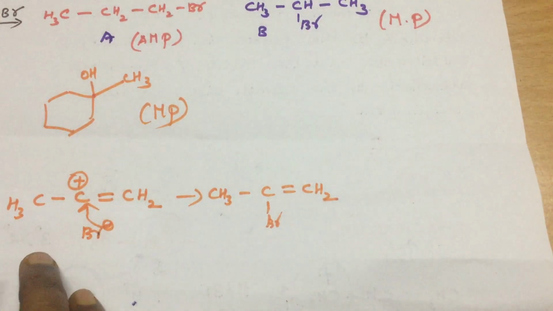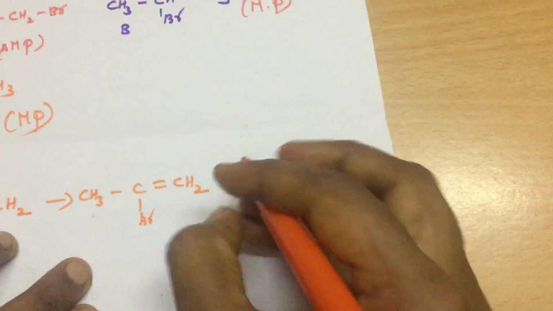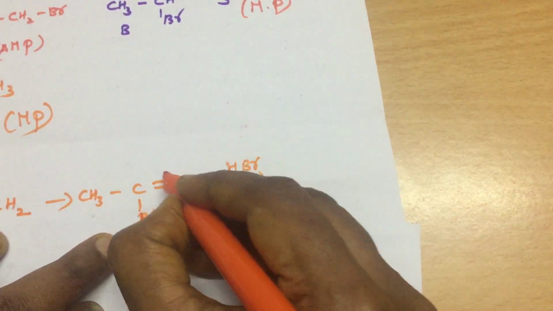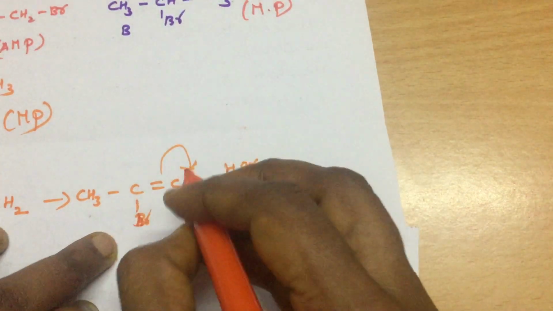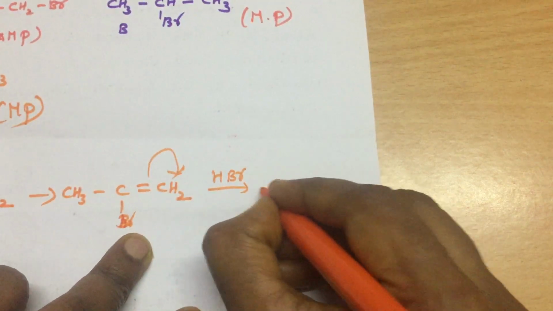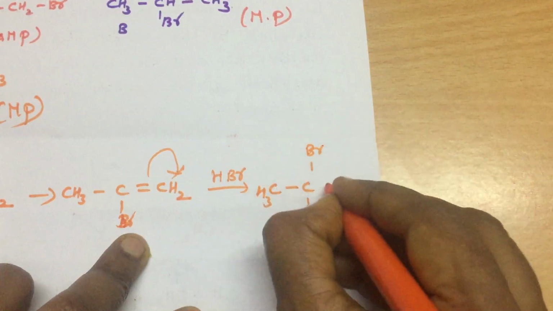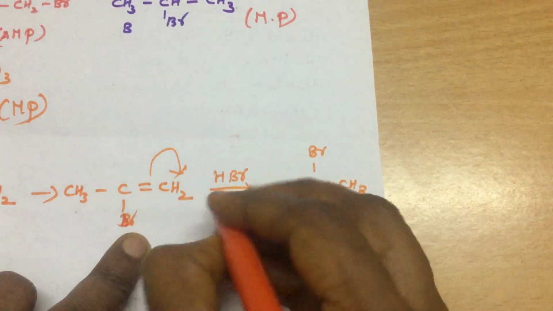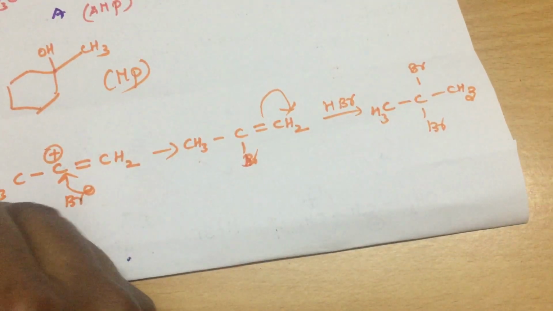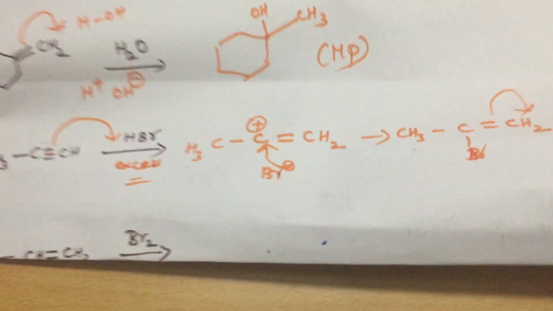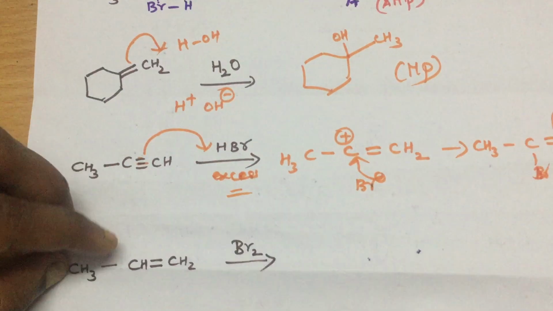If you take HBr in excess, what happens? One more addition will take place. Here also the bond polarizes in this direction only, so this carbon takes the negative charge. So your Br comes here, your Br comes here, so CH3. This is when you take it in excess, if they say the reagent is in excess.